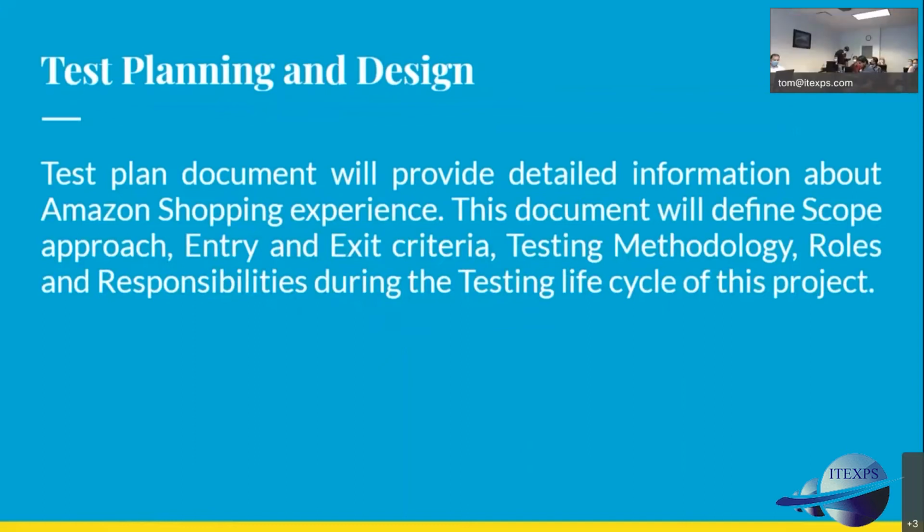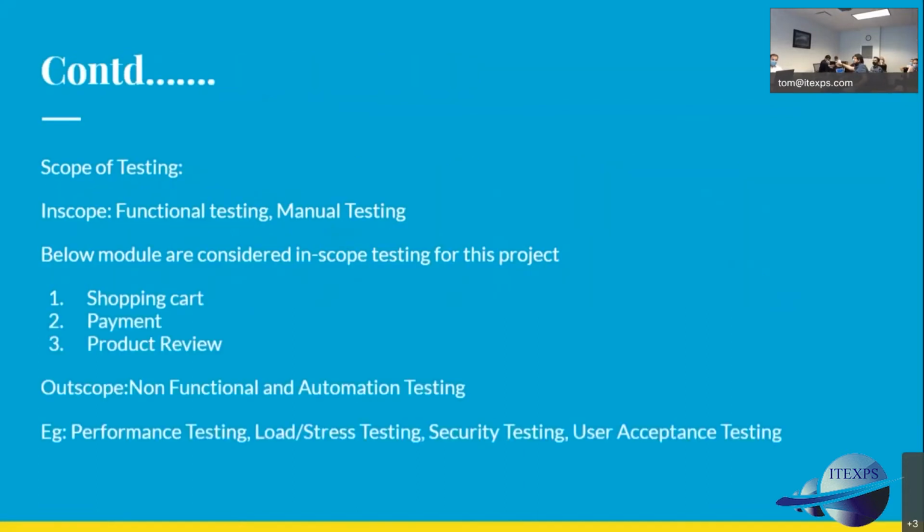In this project, we covered Amazon. Our test plan will go into details of the Amazon shopping experience. The document will define the scope, approaches, entry and exit criteria, test methodology, and accountability during the test lifecycle. Next, the scope of testing was functional testing and manual testing. The modules we covered were the shopping cart, payment, and product review. Next.